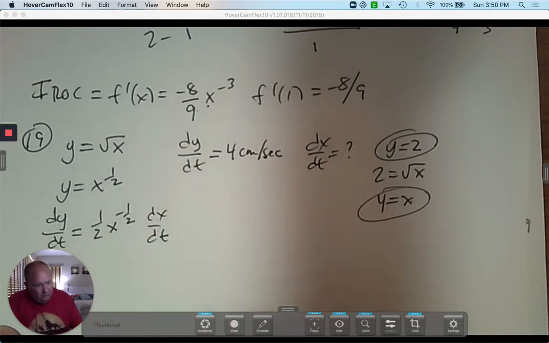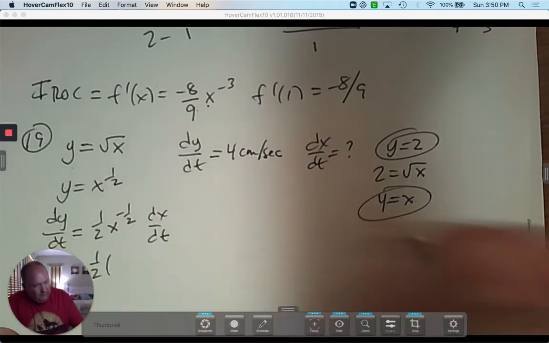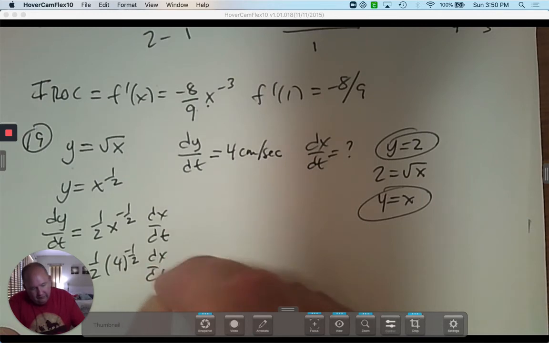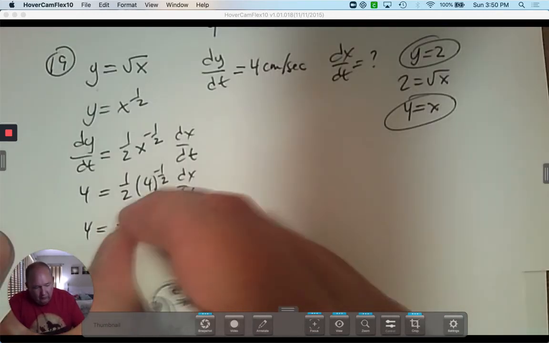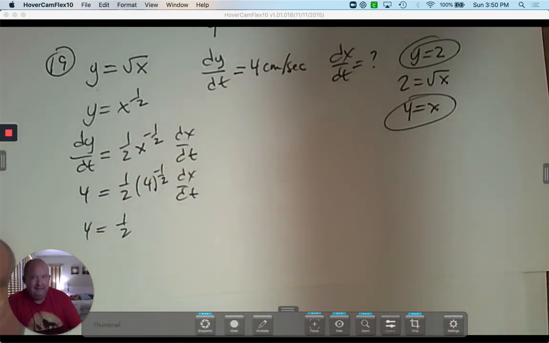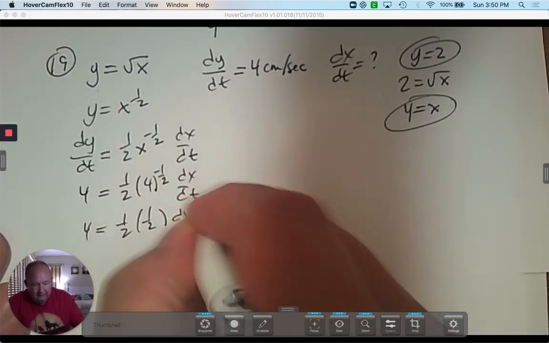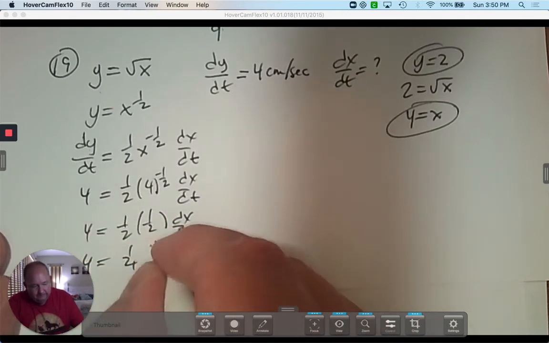So I'm told that dy by dt is 4. I am told we found the x coordinate to be 4. And I'm looking for this, dx by dt. So let's do a little bit of number sense here. 4 to the negative a half, what does that mean? Well, the 1/2 exponent means square root. So the square root of 4 is 2. And then the negative exponent means the reciprocal. So it's not 2, but with that negative exponent it's 1/2. Next, 1/2 times 1/2 is 1/4.